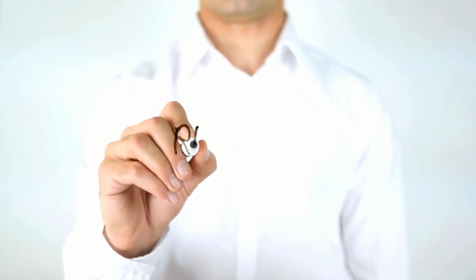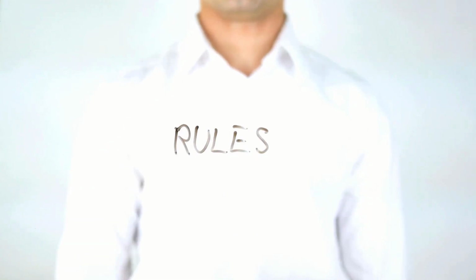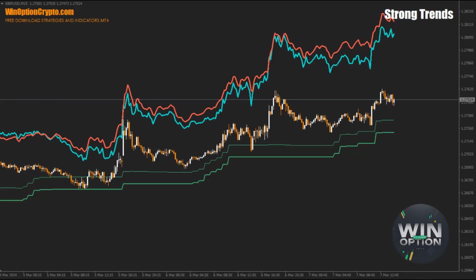Now let's look at the rules of binary options trading using this indicator. First of all, let us remind you that Strong Trends is a universal tool for impulse trading, which is equally successfully used in the forex, cryptocurrency, and binary options markets. However, sharp price fluctuations are necessary for its effective use, so choose exclusively volatile assets.